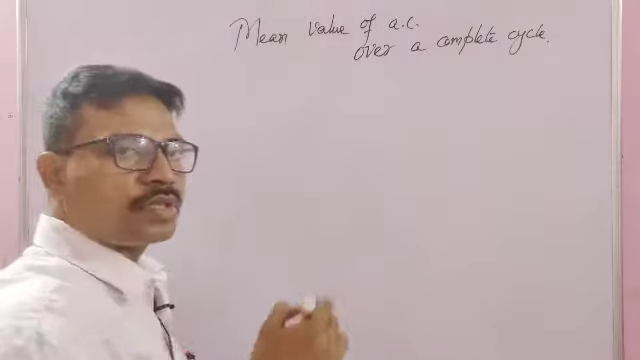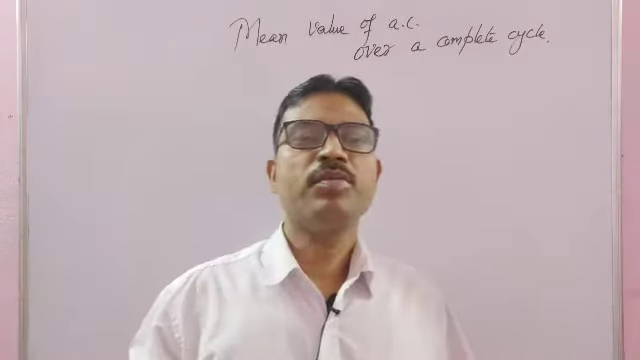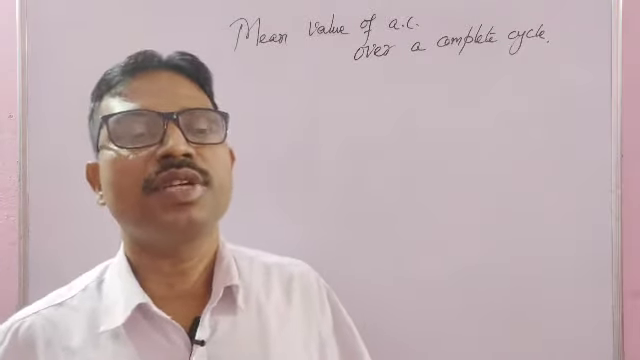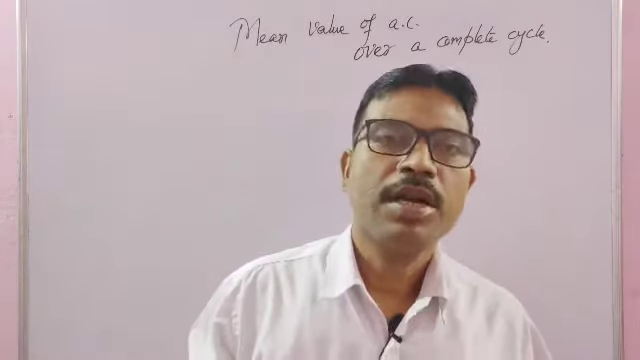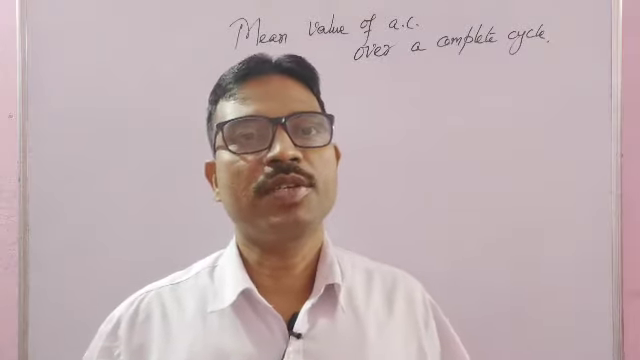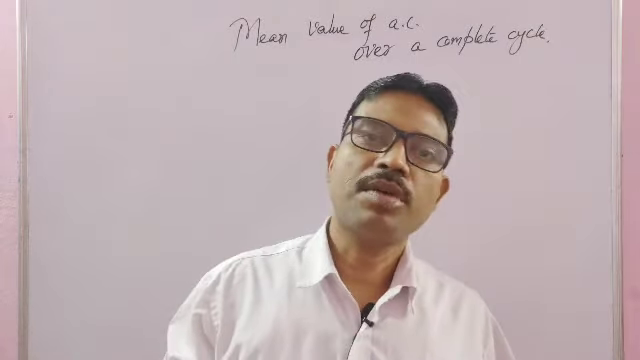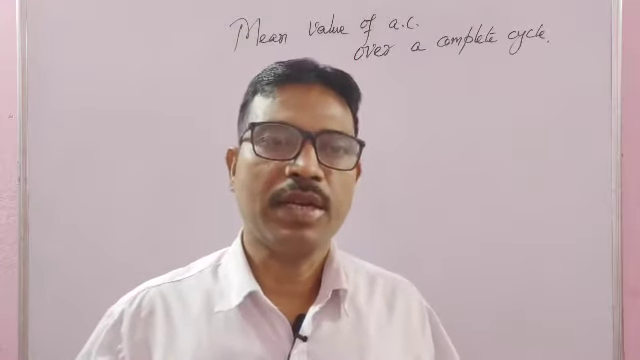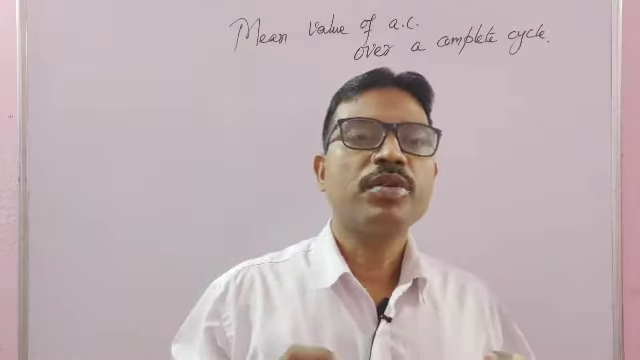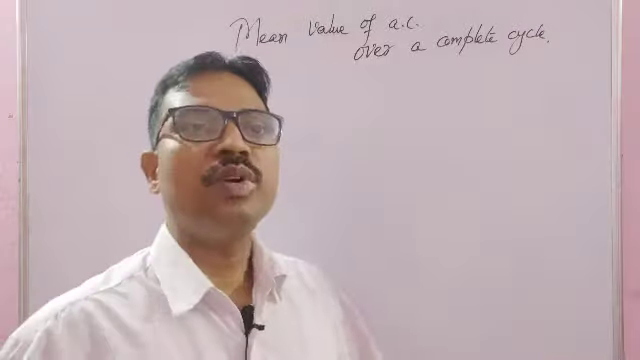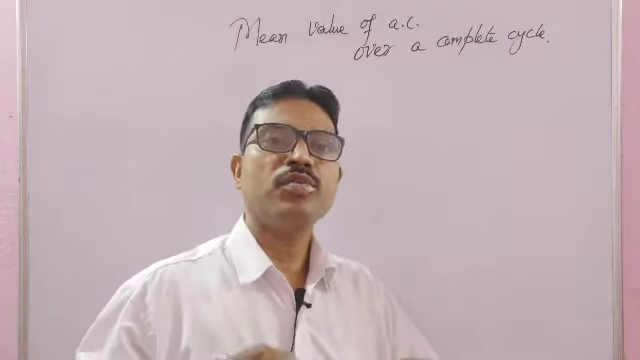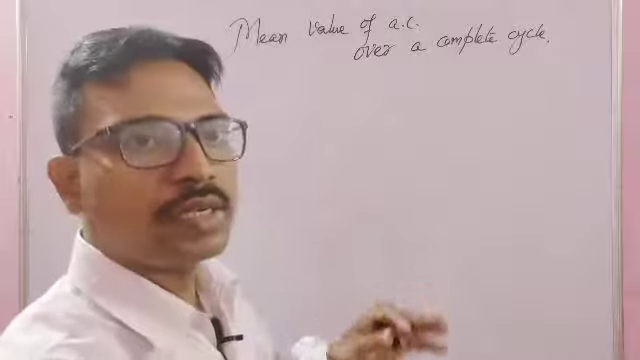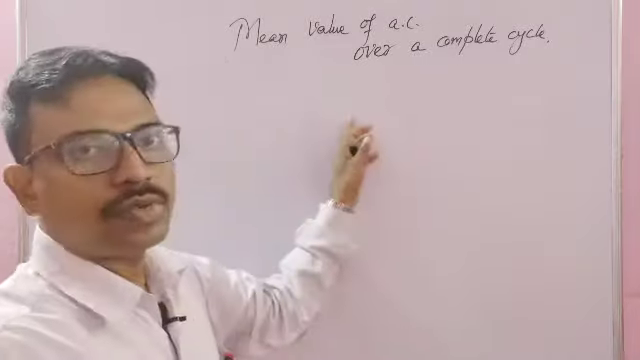So the question is: define mean value of AC, that is known as average value of AC. Derive a mathematical expression for a positive half cycle or a negative half cycle or for a complete cycle. But before going to derive that, you must know some important terms associated with it.